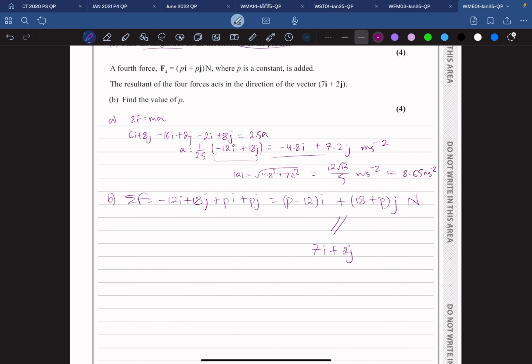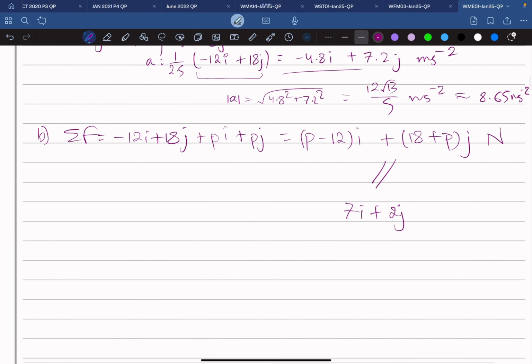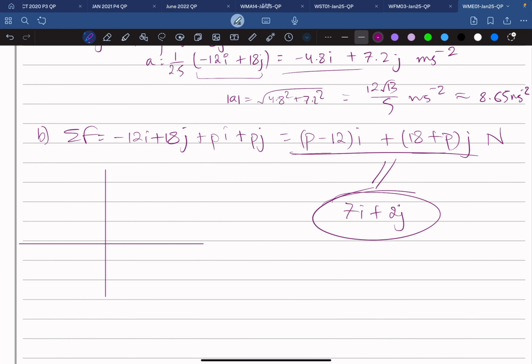So what we can do is take the ratios. I think we've already learned this. But another way to think about this is, let's just draw a small graph. We have P minus 12 i and then 18 plus P j. Before drawing this, let's draw the vector 7i plus 2j first. What is it going to look like? Well, this is 7, and let's say this is 2. This is all just assumption, just to show you a visualization, essentially.